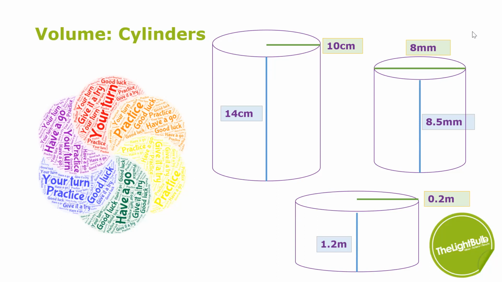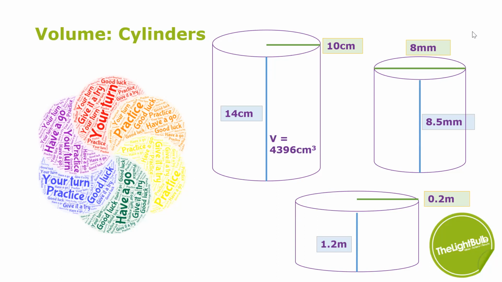Okay, so that's 10 seconds for the first one. So what's the answer for this one? The volume is 4,396 centimeters cubed. So pi r squared h, just to remind you, so 3.14 times 10 times 10 times 14, that gives us that answer.